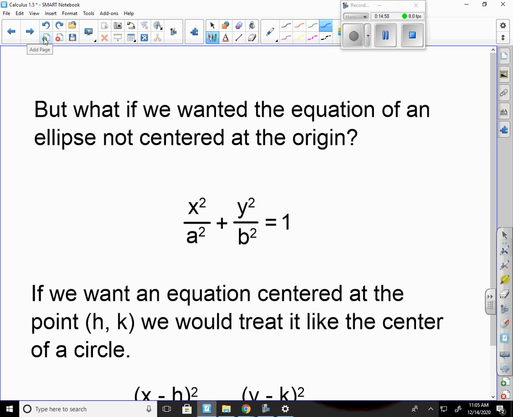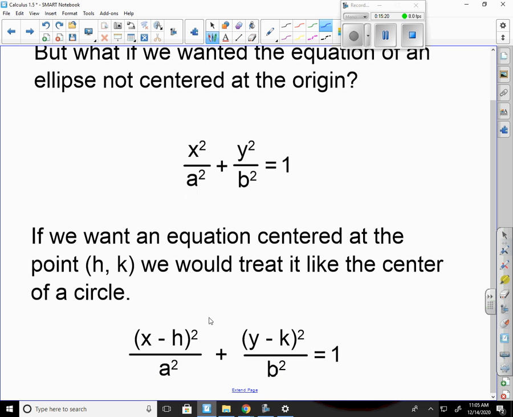So what if we wanted this equation of an ellipse not centered at the origin? We originally had x squared over a squared plus y squared over b squared equals 1. If we wanted an equation centered at the point (h, k), we would treat it just like the center of a circle. So we would then do (x minus h) squared over a squared plus (y minus k) squared over b squared. It would all still be equal to 1. That would change where our ellipse is centered.